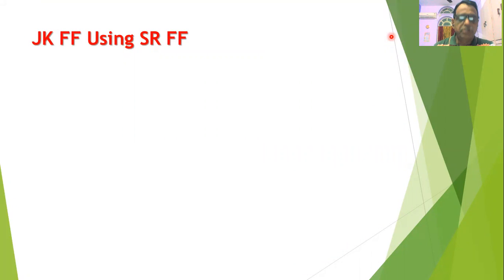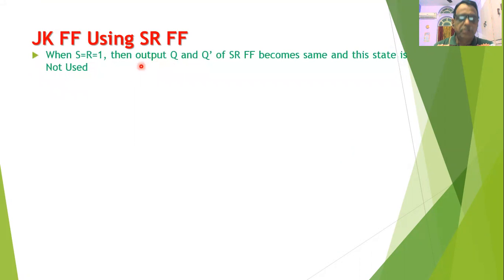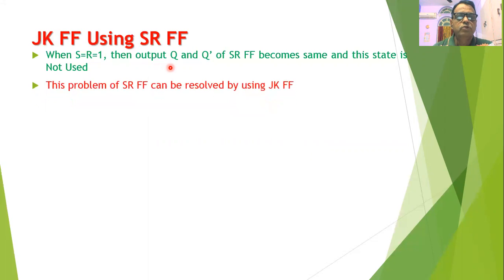So let us start the session on how we can construct the JK flip-flop by making use of the SR flip-flop. Now, in case of the SR flip-flop, we know that when S is equal to 1 and R is equal to 1, this state is not used. This is because both the outputs Q and Q bar of the SR flip-flop will try to become the same, and this is against our logic. So you can say that this is a kind of problem with the SR flip-flop, and this problem can be resolved by using the JK flip-flop.